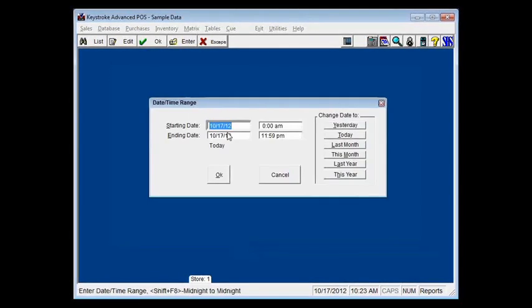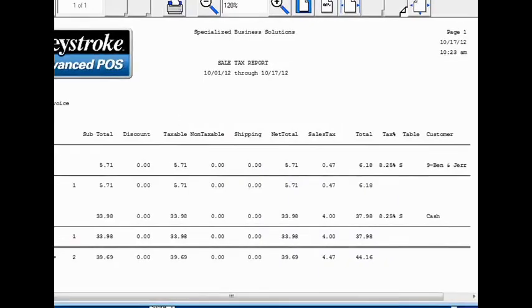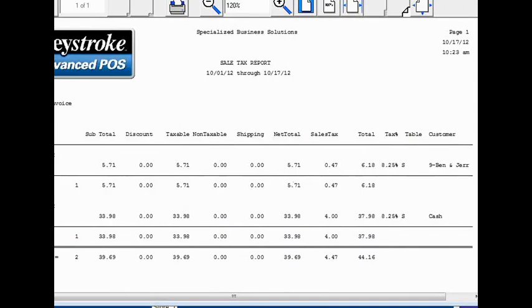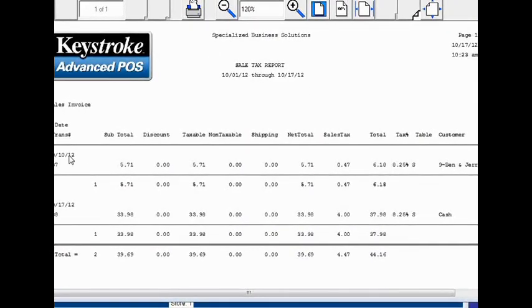Let's take a look at a sales tax report just for the month of October. And you can see this is a detailed report. So you can see a week ago there was one transaction. It shows the subtotal, your discount, your taxable, non-taxable, shipping total, the amount of sales tax that was charged, your tax rate, your customer. Same thing for today.